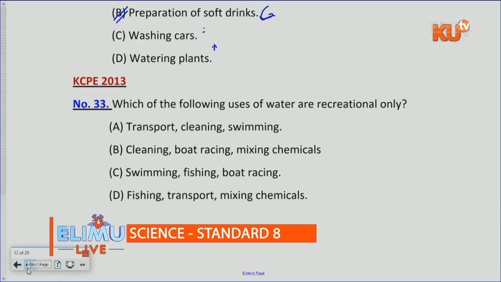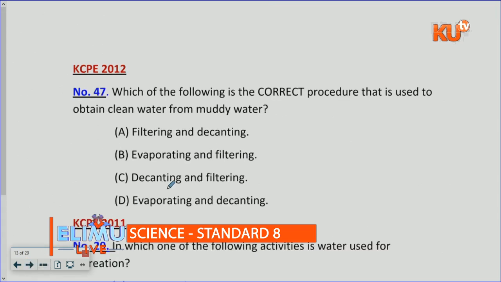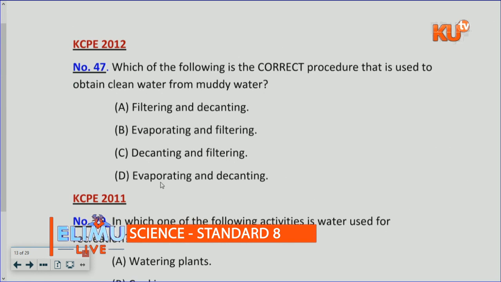The next one was 2012. They asked again a question for class 2. Which of the following is the correct procedure that is used to obtain clean water from muddy water? That's why I told you don't ignore a question from class 2. So they asked a question there. Which of the following is the correct procedure that is used to obtain clean water from muddy water?